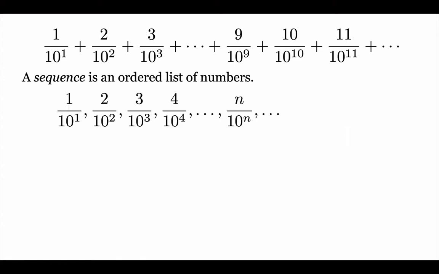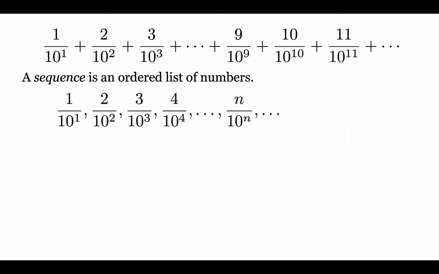We can form lots of sequences from this particular sum. One sequence we could do is just to list the things that we're adding up: 1/10, and then 2/100ths, 3/1,000ths, 4/10,000ths, and so on. That's a list of numbers, and it's in a particular order.